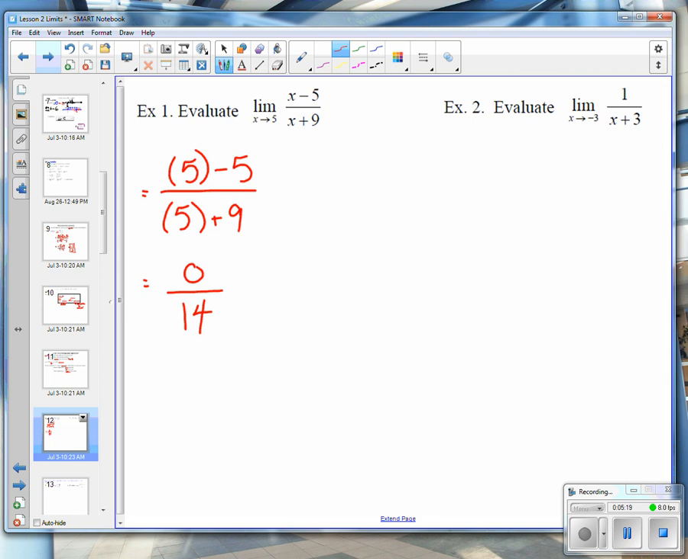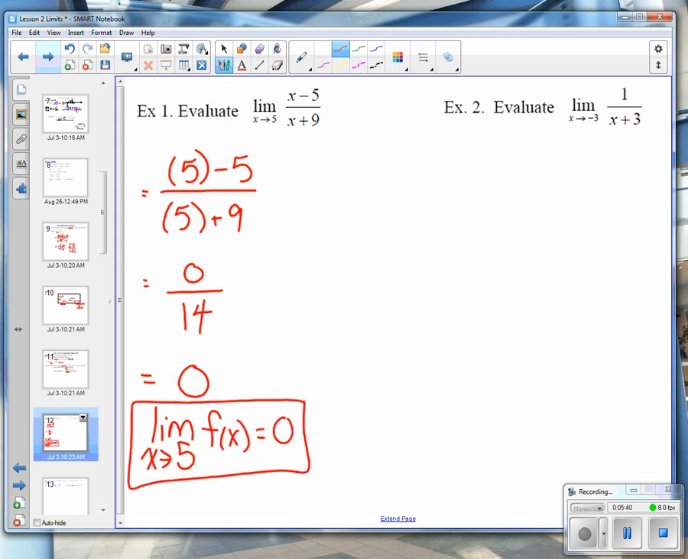So 0 divided by 14 exists. Okay, 0 divided by 14 is actually 0. So our limit here is going to be 0. We could write this out the long way and say the limit as x approaches 5 of our function is going to be equal to 0. Do you have to write that out all the time? No, you can just pretty much give us that number and we'll be good to go. Let's take a look at example number 2 here.